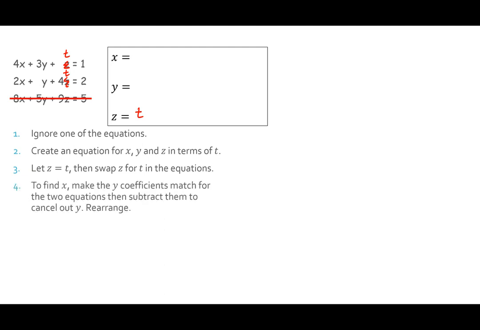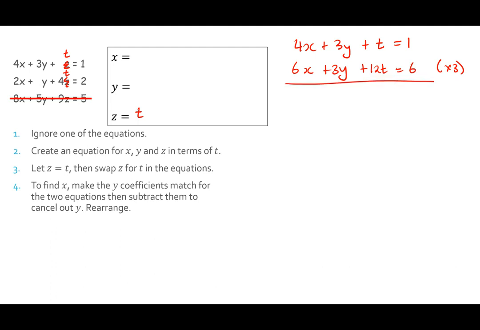To find the equation for x, I'm going to write my two remaining equations over here. Remember to use t instead of z. I'm now going to try and cancel out the y coefficients by making them equal. That means I need to triple the second equation. So I'm going to change my coefficients now. Make sure you do it for all of them, and also for the constant term.